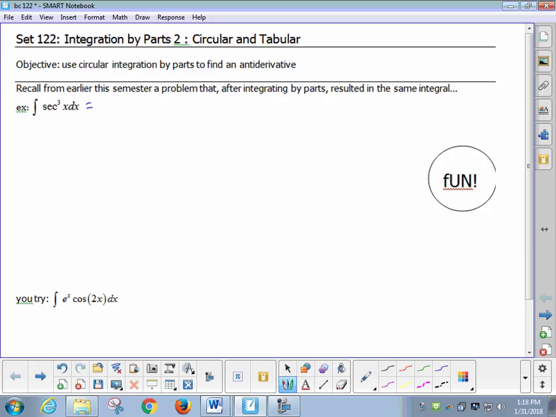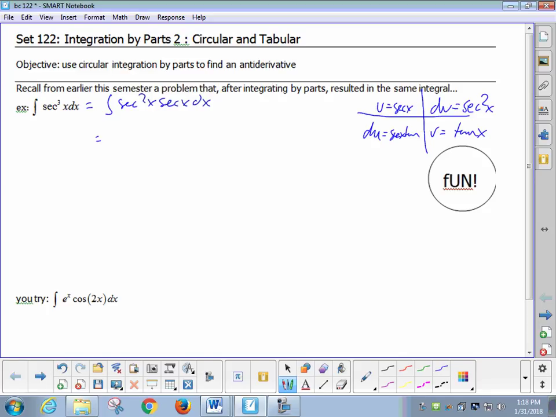Okay. When you did secant cubed, you used circular integration, but now you're going to use it on a lot of different problems. So let's just review it. You do ultraviolet voodoo. Start by saying, what would be a super wonderful antiderivative candidate for your dv? Secant squared. And therefore, u would be secant, so du would be secant tangent, and v is tangent. You with me so far?